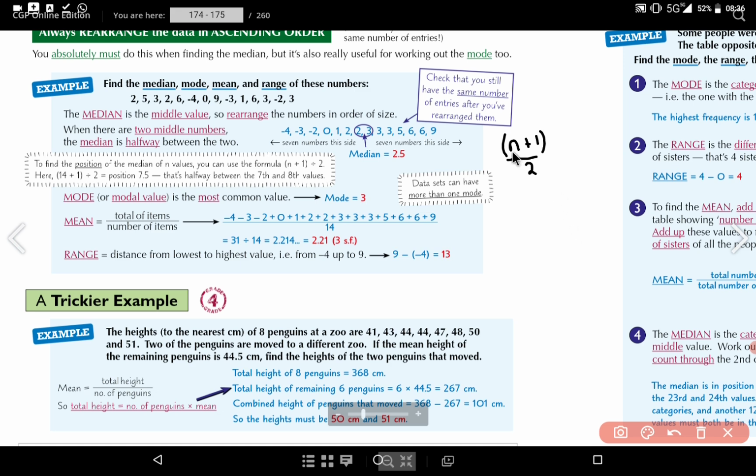N represents the number of values, so you count them. The numbers are 1, 2, 3, 4, 5, 6, 7, 8, 9, 10, 11, 12, 13, 14. So here you are going to say 14 plus 1.